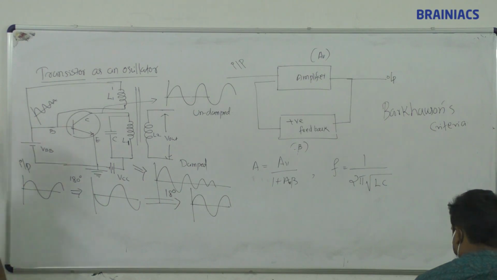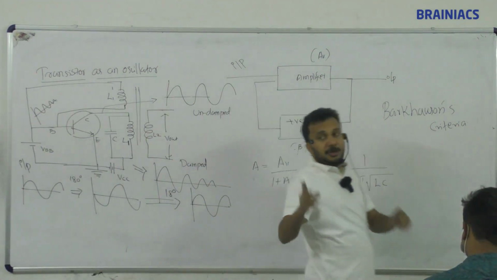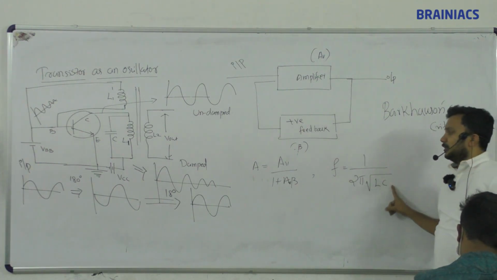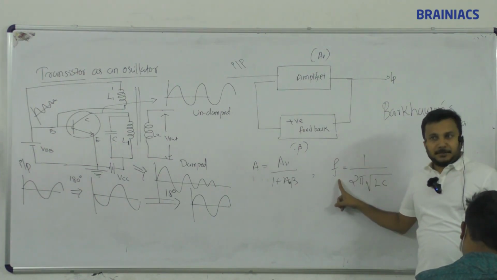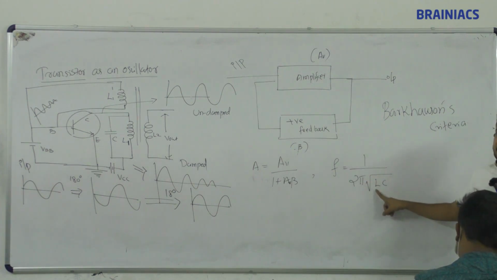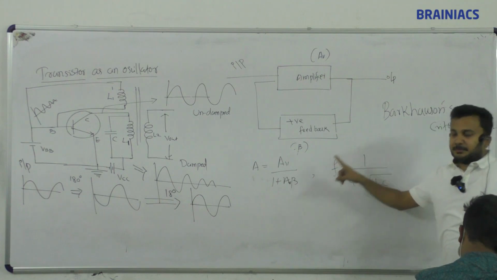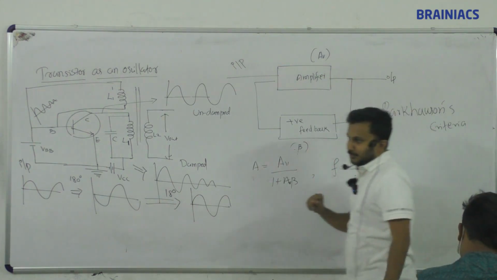Now we will write the things we have learned so far. Hope you have written this one. And there is one more equation. F is equal to 1 by 2 pi root LC. You know what is F? Resonant frequency or frequency. L is the inductor value. C is the capacitor value. This might be new to you, but this is already known to you, I guess.